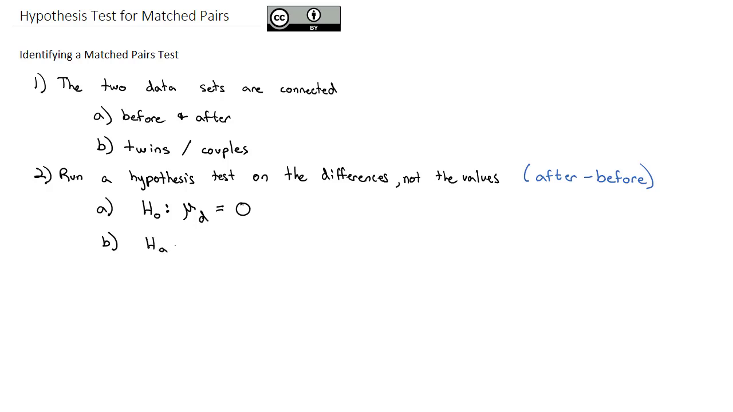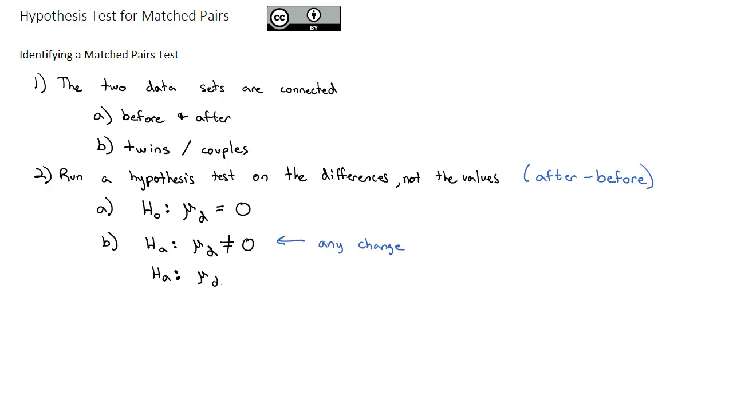One option for the alternative hypothesis is to say that the average difference is not equal to 0. When we do that, we're interested in just whether there was any change at all in the after minus before. We don't care if it got bigger or smaller. We just want to know, was there any change?